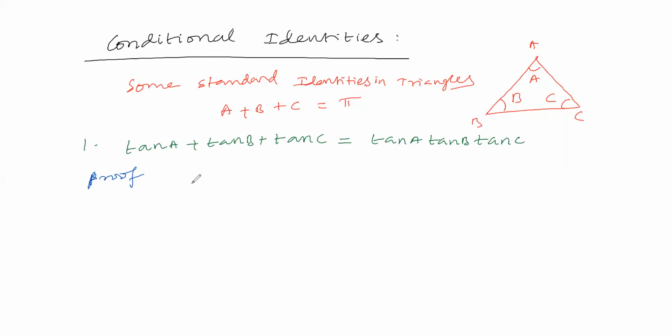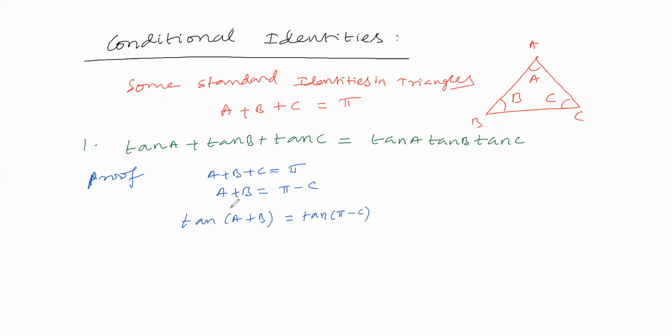In triangle ABC, angle A plus B plus C equal to 180 degrees, you know, that is known as pi radian. This we can write as A plus B is equal to pi minus C, because C we are taking to the right side. Now you take tan on both sides: tan of A plus B is equal to tan of pi minus C.